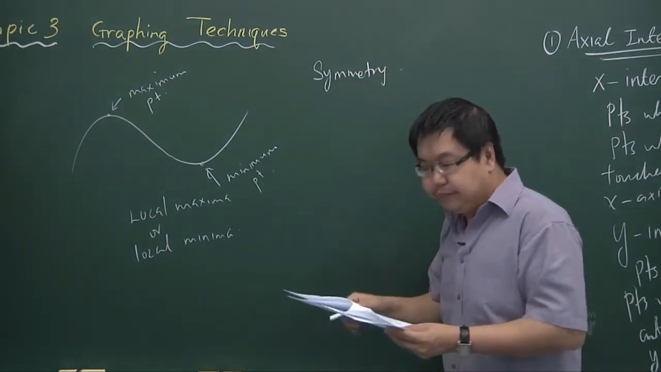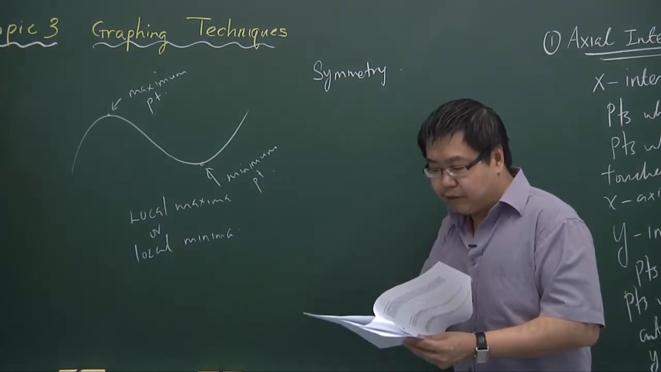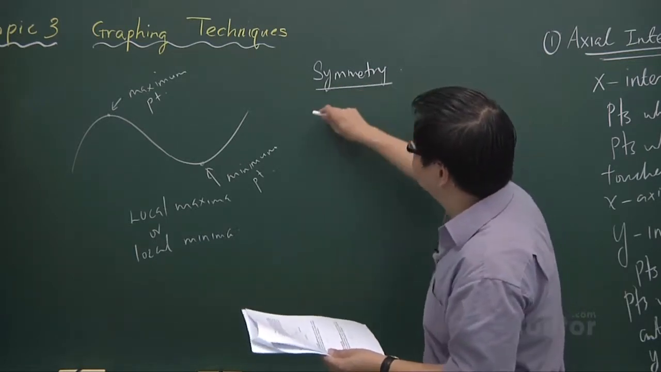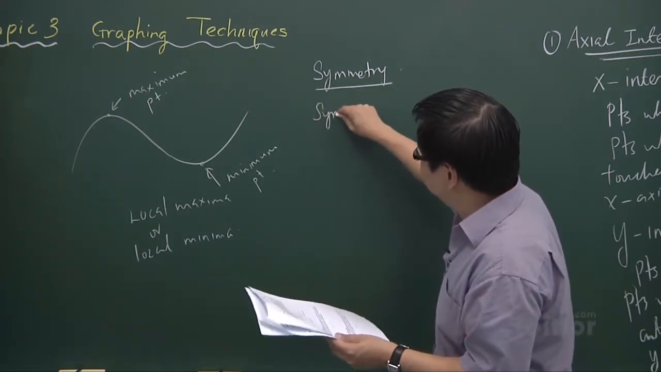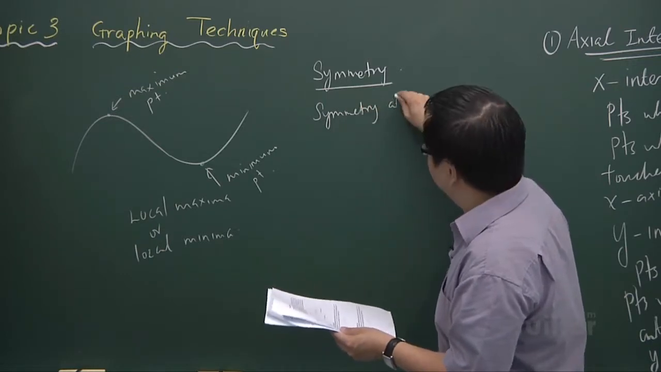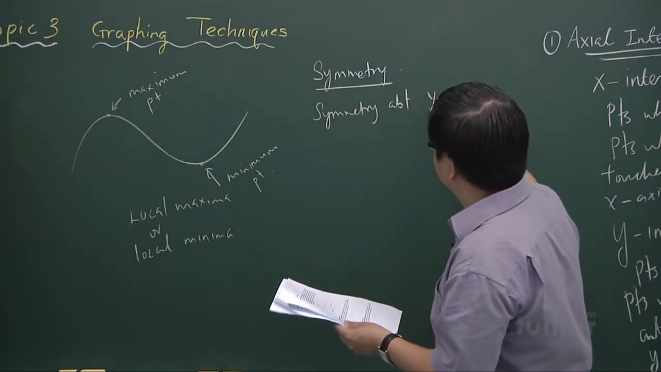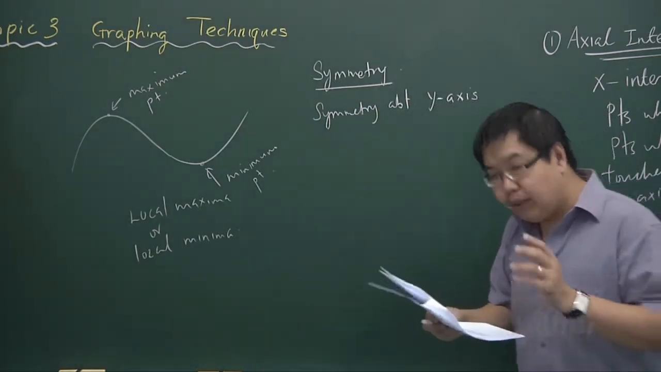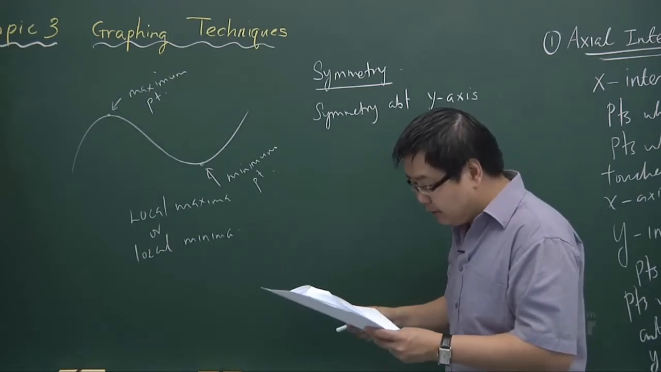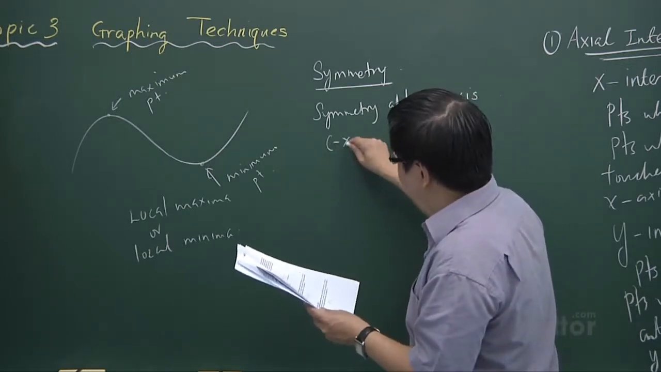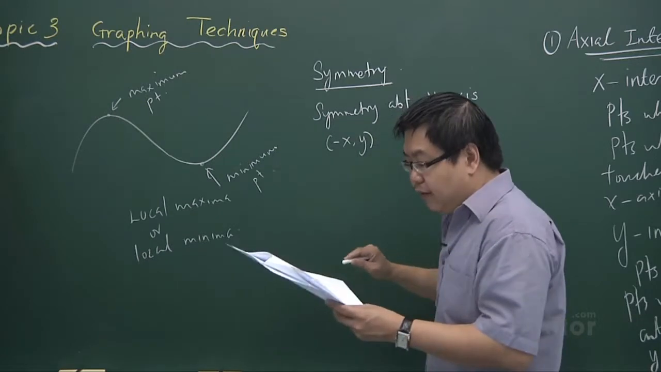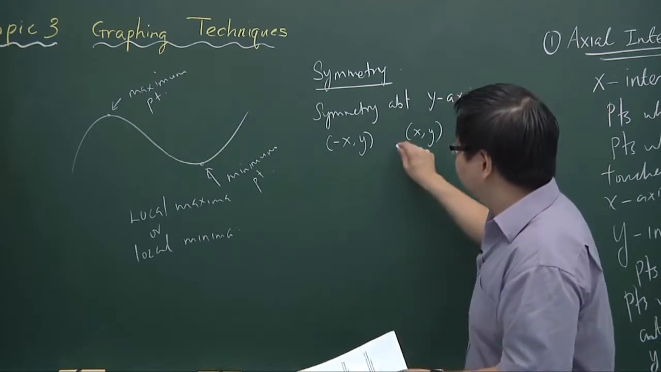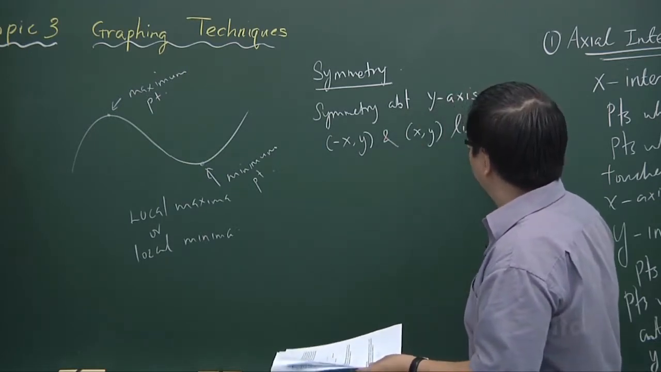Now let's talk about symmetry. For symmetry, there are a few types of symmetry here. We are looking at 4 types of symmetry. The first type of symmetry is what we call symmetry about the y-axis. And what is the definition of symmetry about the y-axis? It says that (minus x, y) lies on the graph whenever (x, y) lies on the graph. In short, these 2 points lie on the graph.